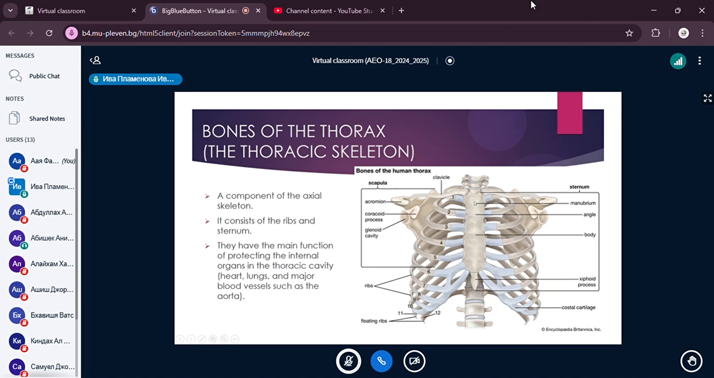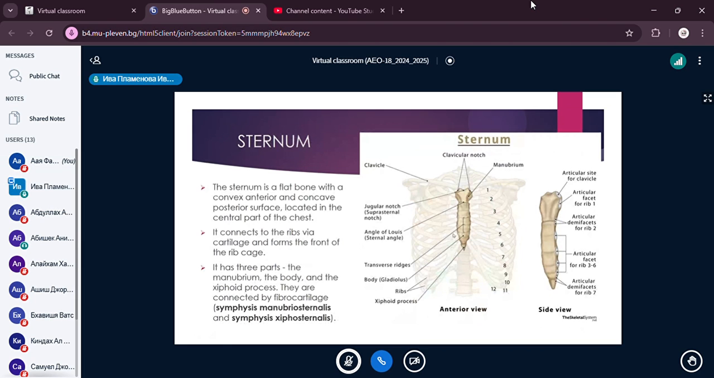That's the cartilage on the anterior side. On the posterior, you can see on the next slides. Now, let's start with the sternum.